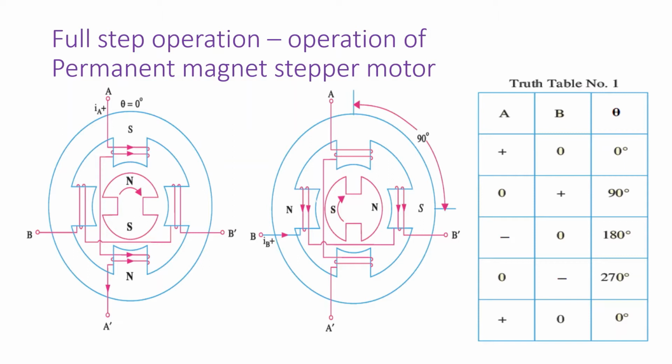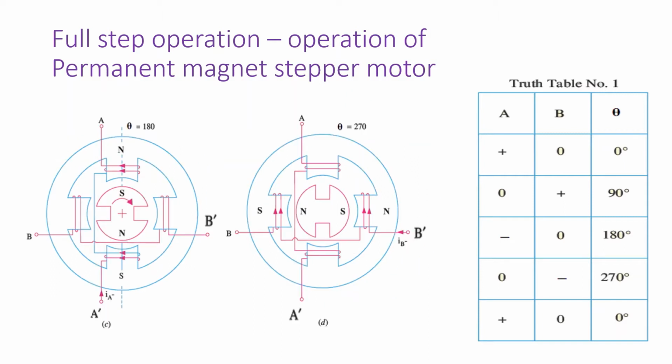From the truth table we can understand what is the sequence in which we are exciting the coil A and B. Here A plus, B plus, A minus and B minus, again A plus. A plus means the current entering through the terminal A. A minus means current leaving through terminal A. B plus means the current entering through the terminal B. B minus means current leaving through terminal B.